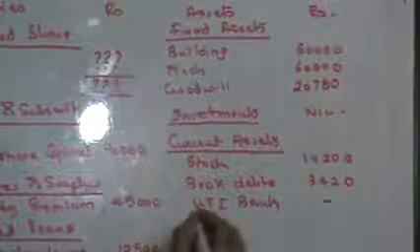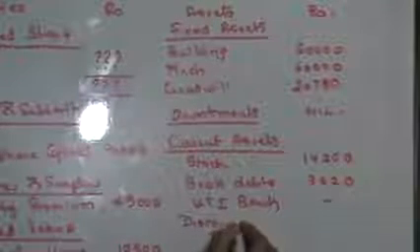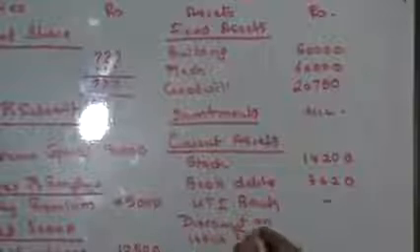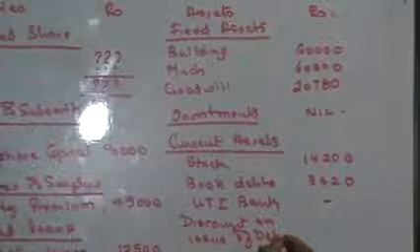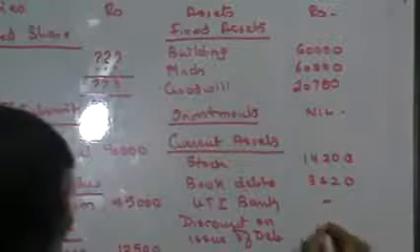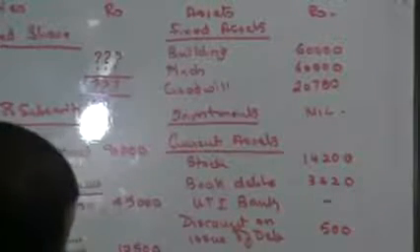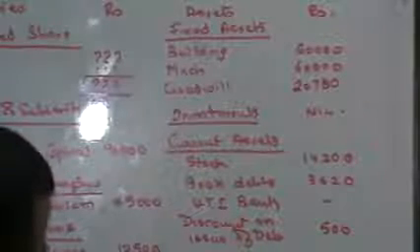Then discount on issue of debentures is 500. Someone check if the balance sheet tallies. 158,900. That finishes that sum.